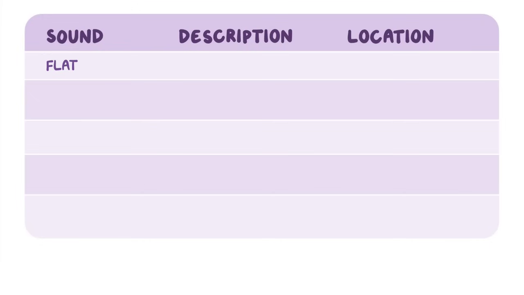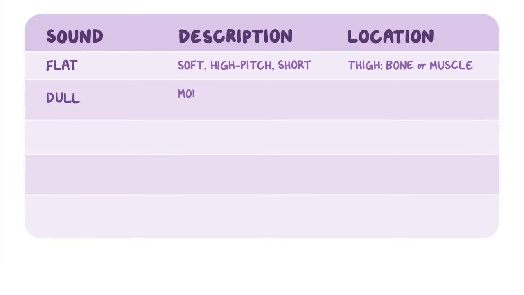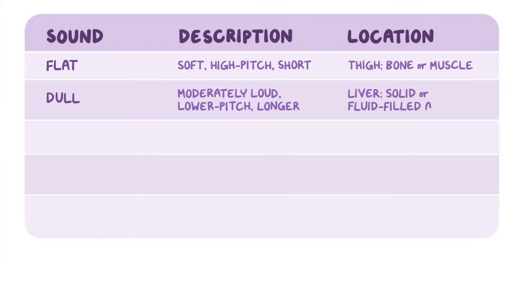A flat sound is a soft, high-pitched, short sound that can be heard when percussing the thigh. Flat sounds can be heard when percussing bone or muscle. A dull sound is moderately loud, lower in pitch, and longer in duration than a flat sound, and can be heard when percussing the liver. These sounds are typically heard over solid or fluid-filled areas.